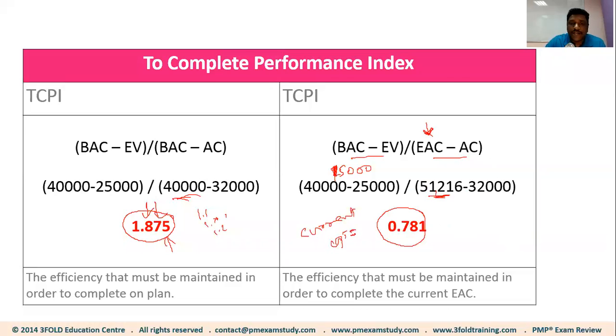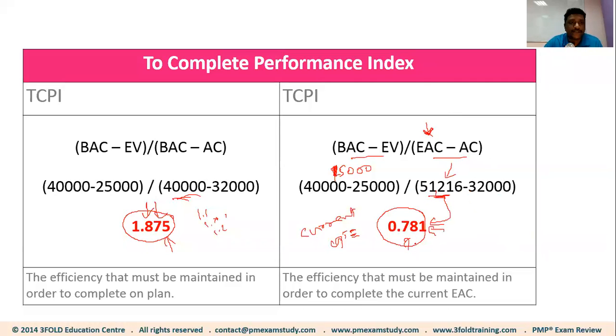because what basically you're telling the management is, I will maintain the current efficiency level. I will maintain the current CPI throughout the project and complete the project for 51,216. Are you following me? Basically what you're telling the management, I will ensure that my current CPI will not dip down even further. I will maintain 0.781 and finish the project for 51,216. Understood? Then someone might ask me, then what's the point in finding this?